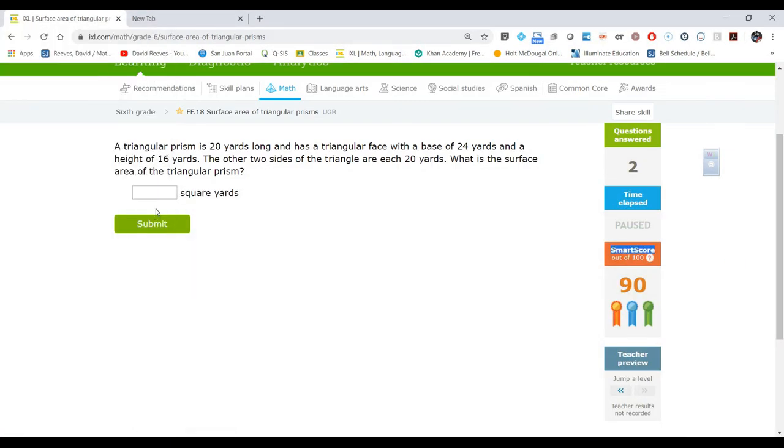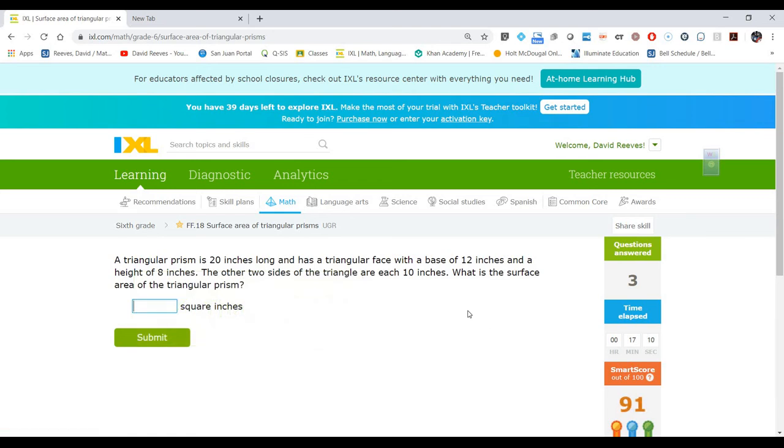I am so excited to see if I got it correct. 1664. And IXL says that's right. I think that one should have been a brilliant one.